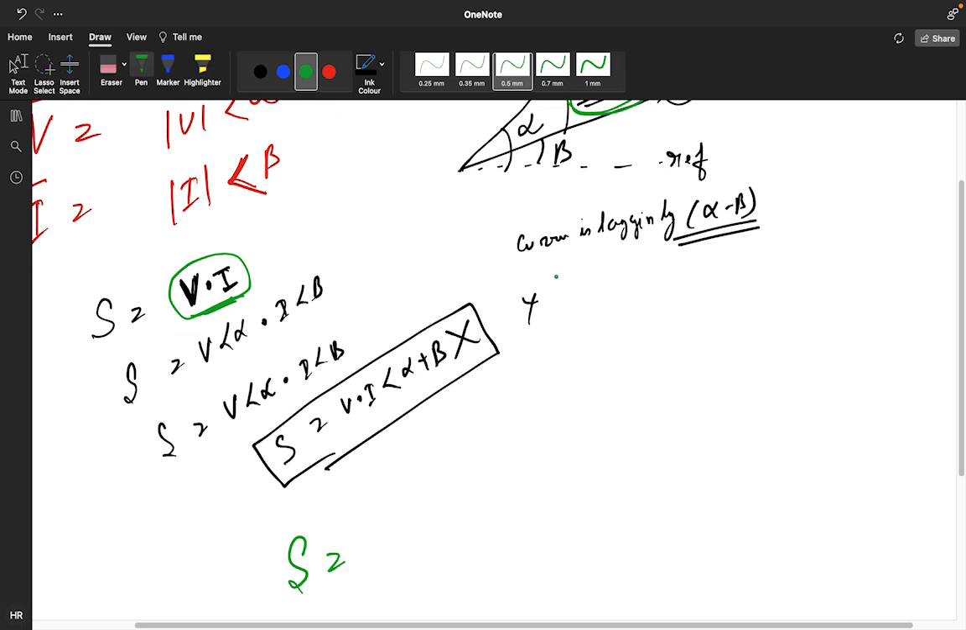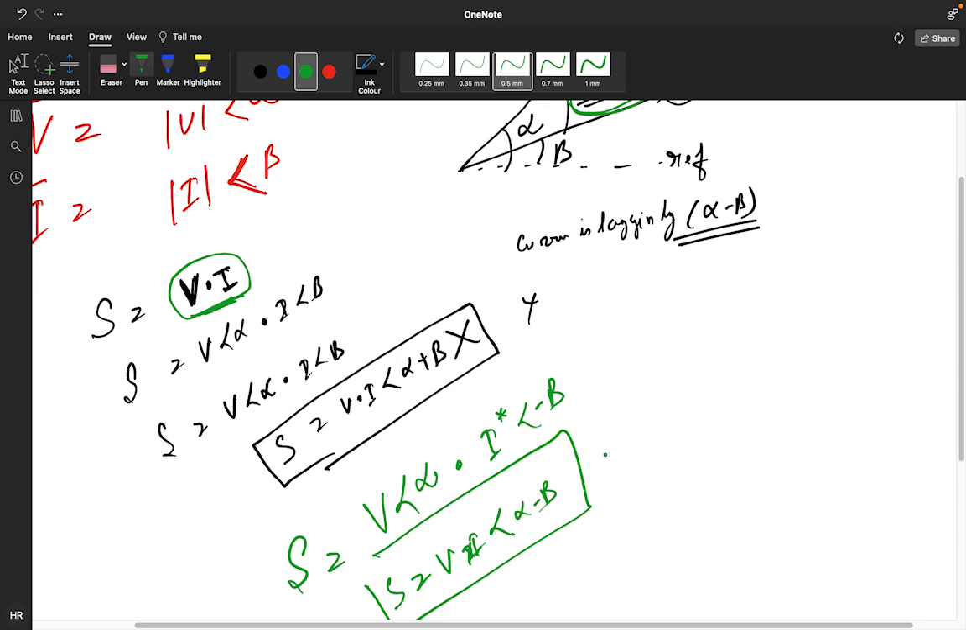So how can it become that? If we write V at an angle alpha into I conjugate, then it will become minus beta. Then we are getting V into I at an angle alpha minus beta. So we are getting the correct result, V into I at an angle alpha minus beta. That's why we are doing the conjugate. If I conjugate, it gives a minus beta.